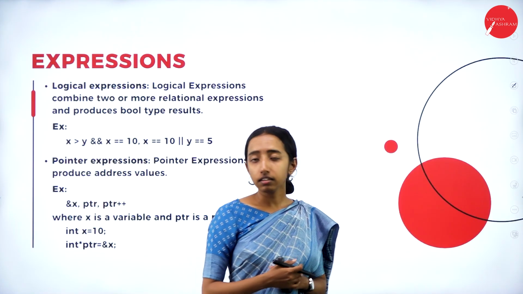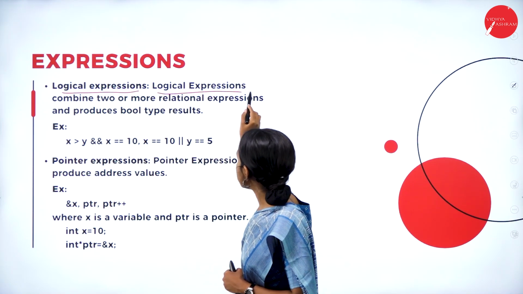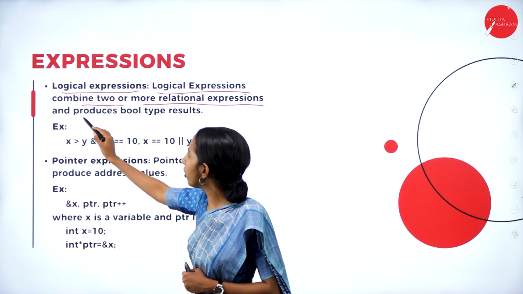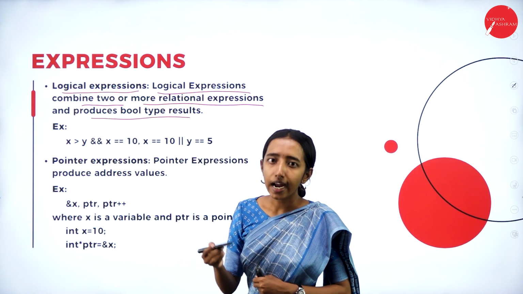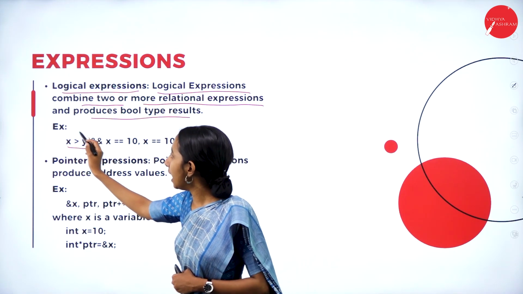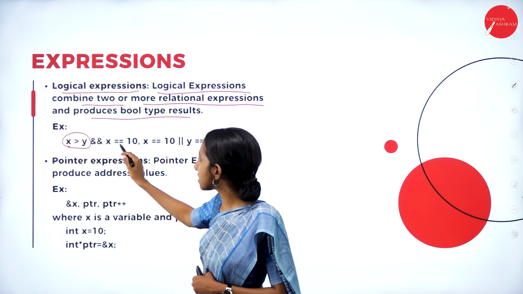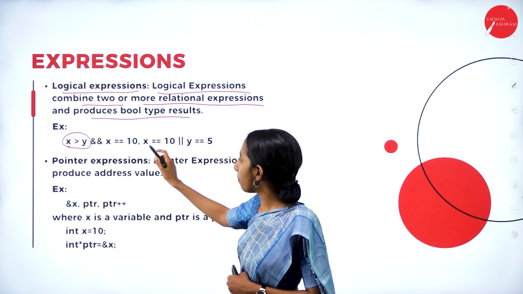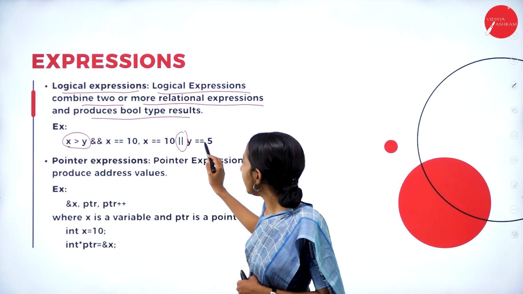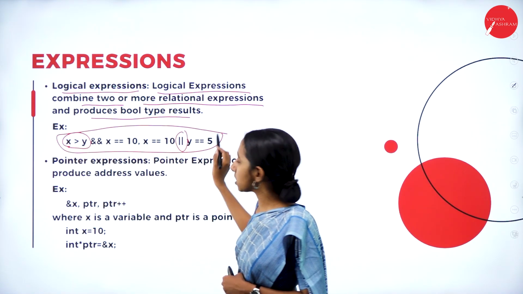Next we are having the logical expression. Logical expressions combine two or more relational expressions and produce a bool type result. Here we have x greater than y logical and x equals 10, comma, x equals 10 logical or y equals 5. These are the expressions.